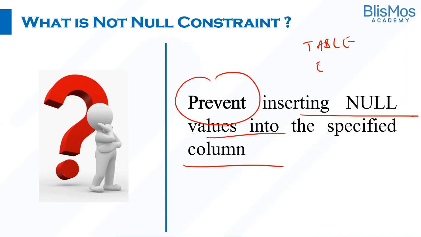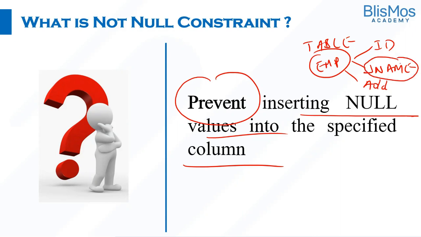Let us say you have a table employee. And it has employee ID, employee name, employee address, like that. If you don't want a name field to have a null value, then you can go ahead and use a not null constraint. But when you say not null, aren't you thinking what is this null value?